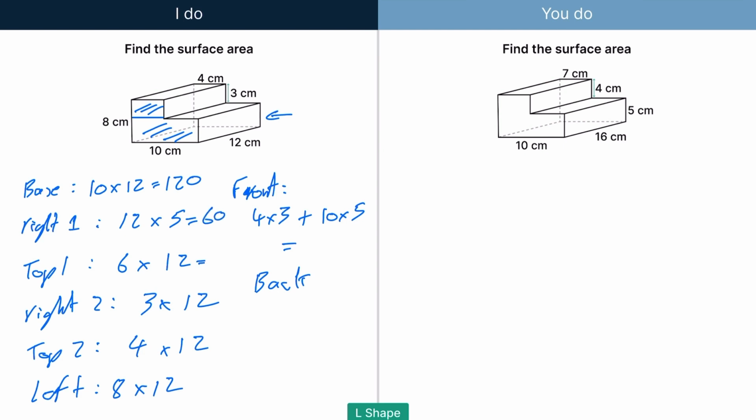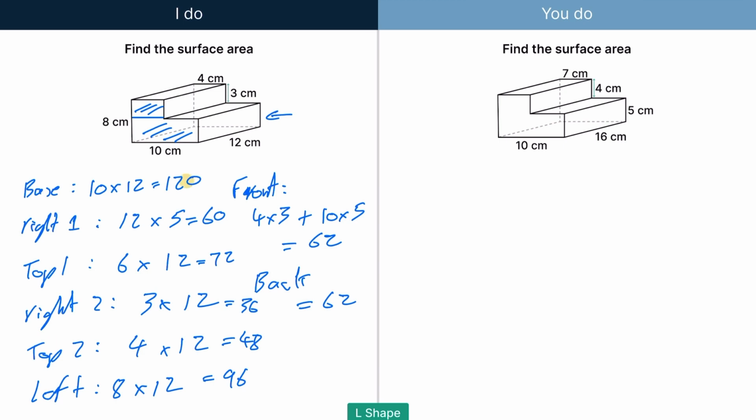that's 72, 36, 48, and then 8 times 12 is 96. And then we have 12 plus 50, that's going to be 62 for the front and 62 for the back. So that is all the areas there.